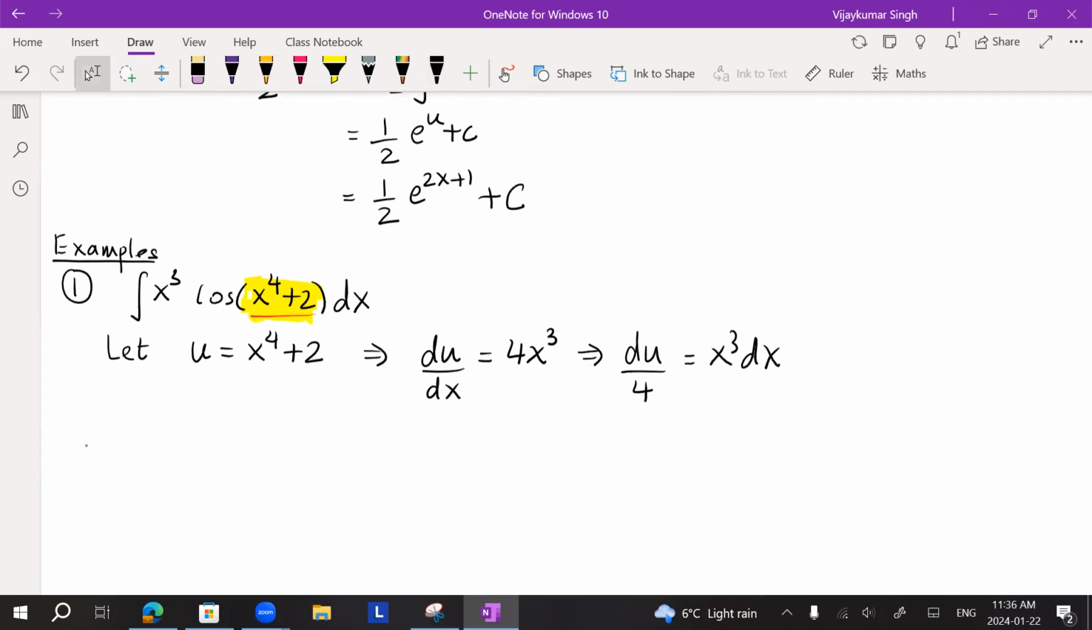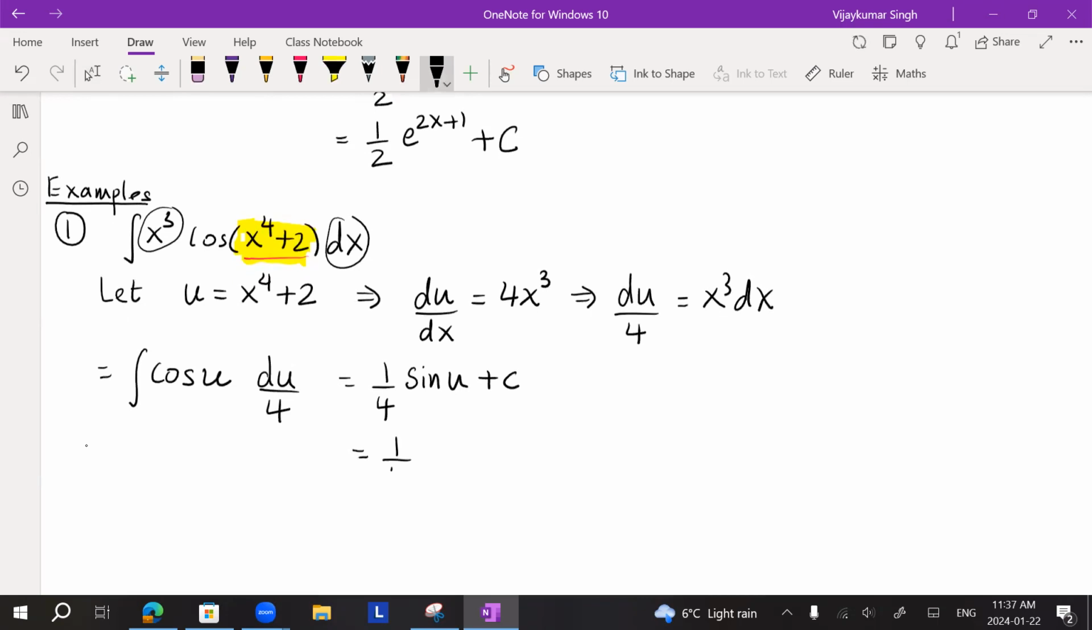Now let's put back everything here. I'm going to replace x cubed dx with du by 4, and this is going to be cos of u. Now we can take 1 by 4 out, and the antiderivative of cosine is sine, so sine u plus c. And then we have to substitute back what our u is. So our u is x to the power 4 plus 2. So this is how the substitution rule works.